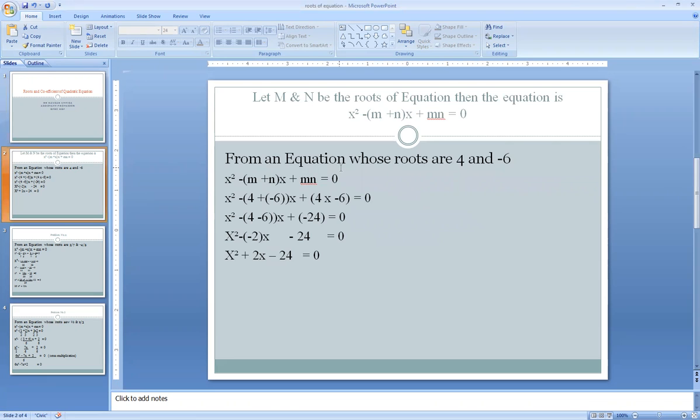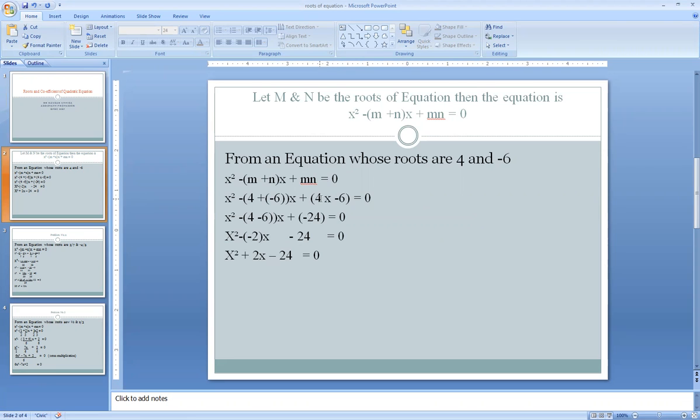For framing the equation, the form of an equation is x square minus (m plus n) into x plus mn equals 0. This is the format or the form of an equation. Here m and n are the roots of the equation. Therefore, the equation becomes x square minus (m plus n) x plus mn equals 0. These kinds of questions are going to be asked for 2 marks.